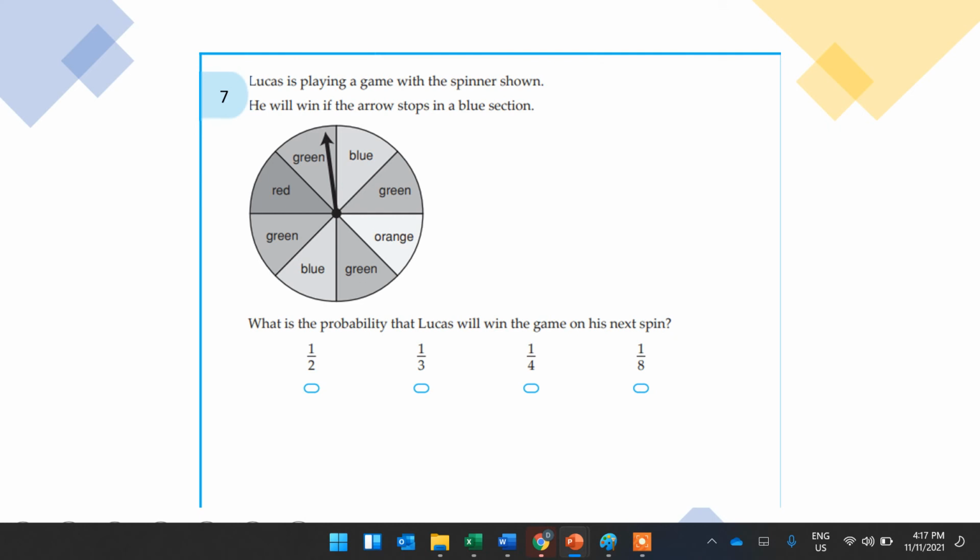Here we go. Lucas is playing a game with the spinner shown. He will win if the arrow stops in the blue section. What's the probability that Lucas will win the game on his next spin? Well, let's count. There's 1, 2, 3, 4. So 5, 6, 7, 8. So there's 8 total options, and there's 2 blues. So our answer is 2 over 8, but we can simplify that. Divide both numbers by 2. 1 over 4. Easy.